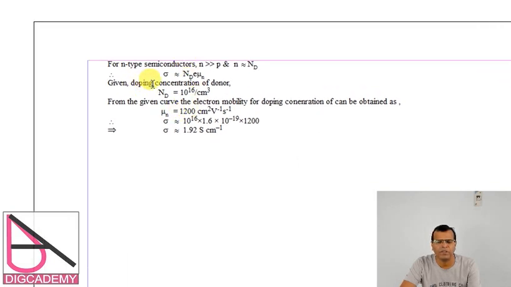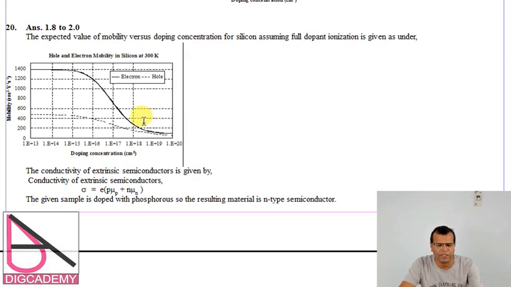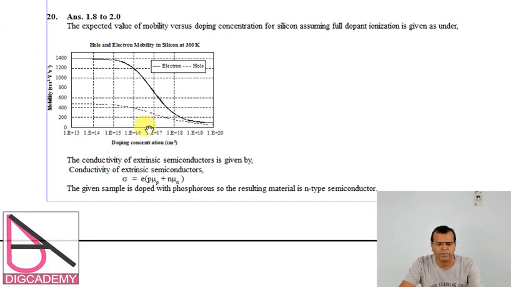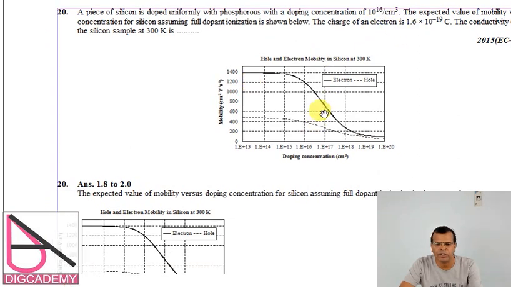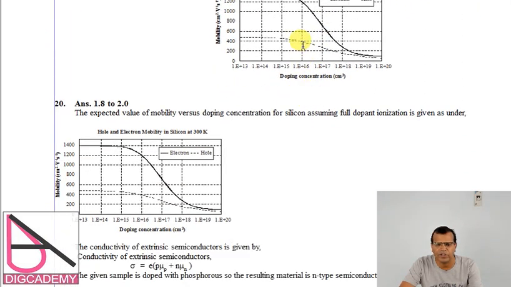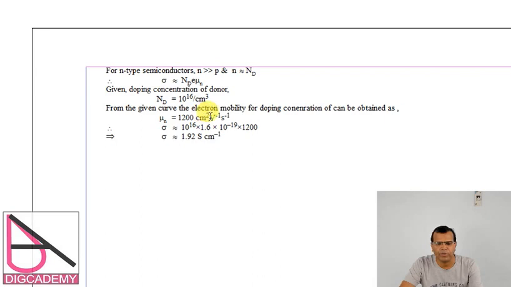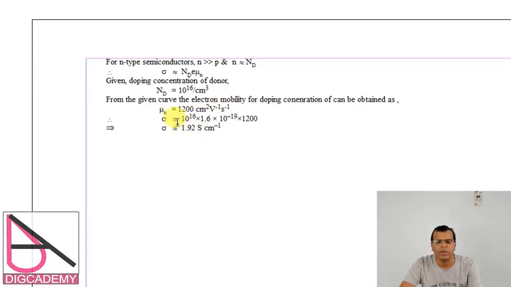The doping concentration is given. So from the given curve we have to find the mobility of electrons. Please see this curve. You are given a concentration of 10 to the power 16. So at a concentration of 10 to the power 16, the mobility of electrons comes out to be 1200 centimeter square per volt second. So by putting this mobility and the donor concentration in this expression, we get the conductivity here.